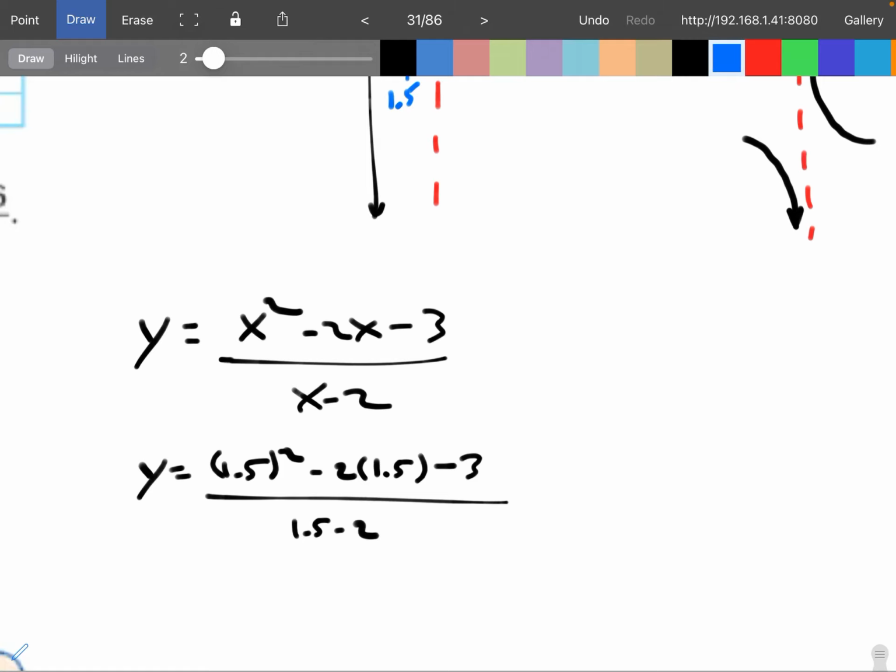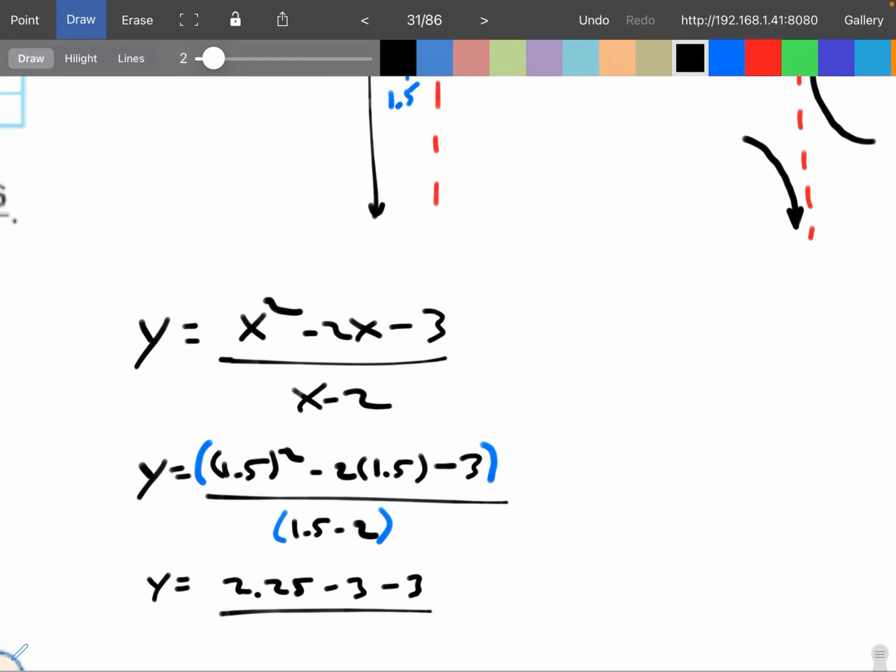And we can use our calculator to do that if we want. Just make sure if you put that in the calculator, make sure you put some parentheses around this entire numerator and that entire denominator. Otherwise, it'll get messed up. So if we do that, let's see if I can do this real quick. Y equals 1.5 squared, that's like 15 squared is 225, so that's 2.25. Minus 2 times 1.5, that'd be minus 3. And then minus another 3. All over 1.5 minus 2, that's a negative 0.5, right?